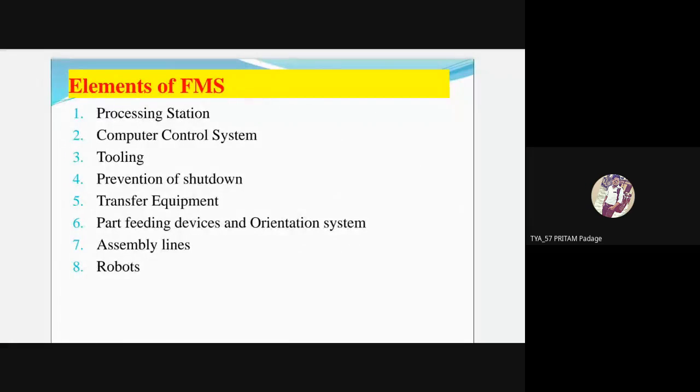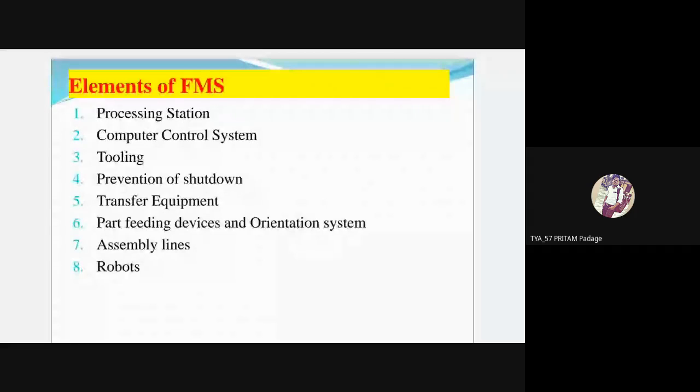Now the prevention of shutdown is also an element. For that purpose, what are the elements? For example, generators are there. For example, electric backups are there. For example, again, what we call inverters are there. Now these are elements of the prevention of shutdown.